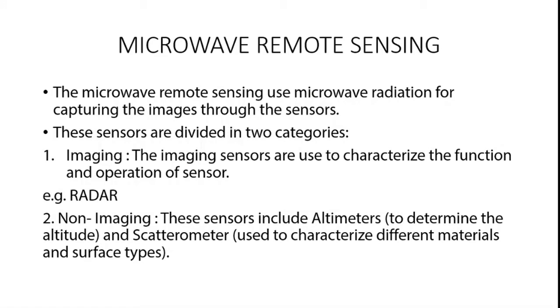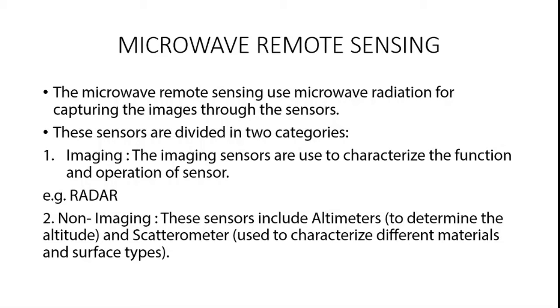Next is the microwave remote sensing. The active microwave remote sensing is the same, as they use microwave radiations to capture the images. These sensors are divided into two categories, based on the use of that particular sensor. First one is imaging, that is most widely used to characterize the function and operation of a sensor.